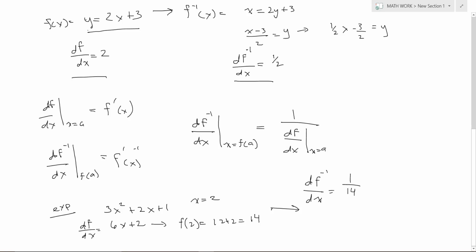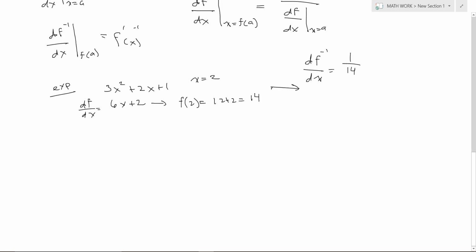And let's see if we can prove that. All we have to do is set y equals the original function. Let's change the variables. x equals 3y, and we're going to have to solve for y. I don't think we're going to be able to. x minus 1 equals 3y plus 2.